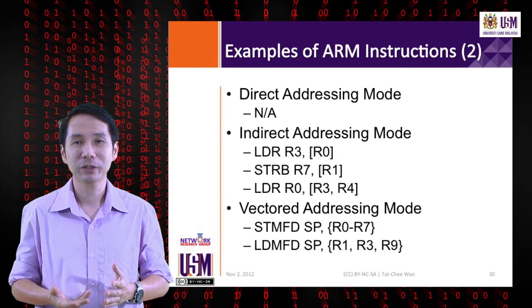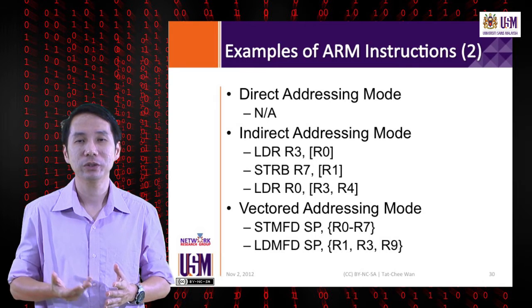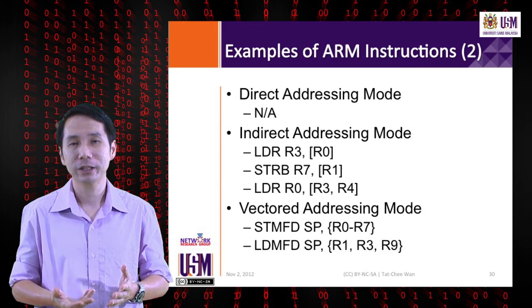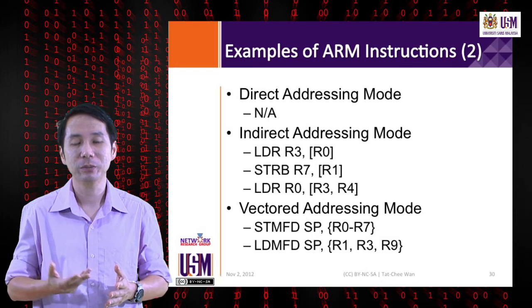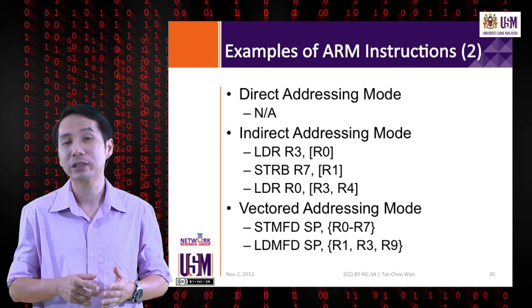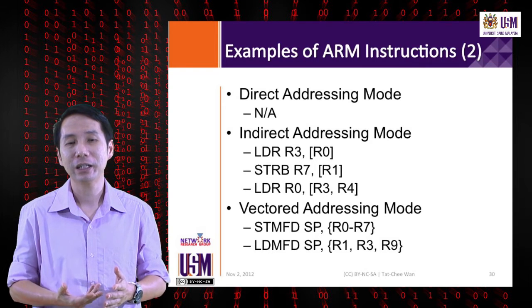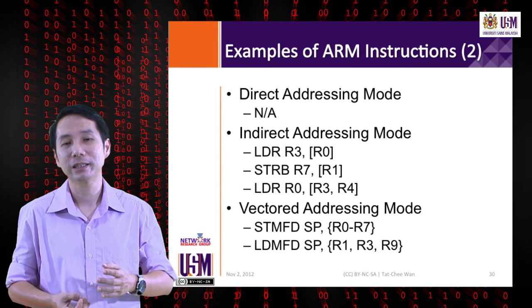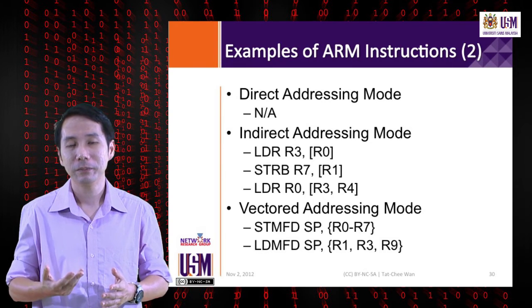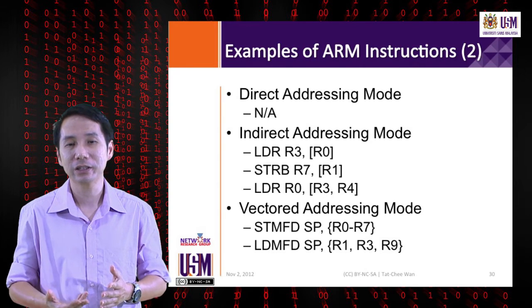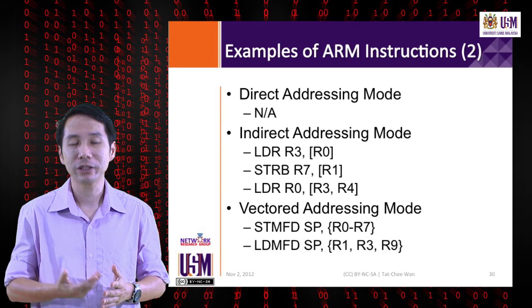We note that the ARM processor also does not have direct addressing mode instructions. This is because we are not allowed to access memory operands directly from most instructions. Instead, we have indirect addressing mode instructions, which are the load and store instructions used for accessing memory. Load, LDR R3, [R0], indicates that we take the contents of the memory address location given by the pointer value in R0 and retrieve it into register R3.